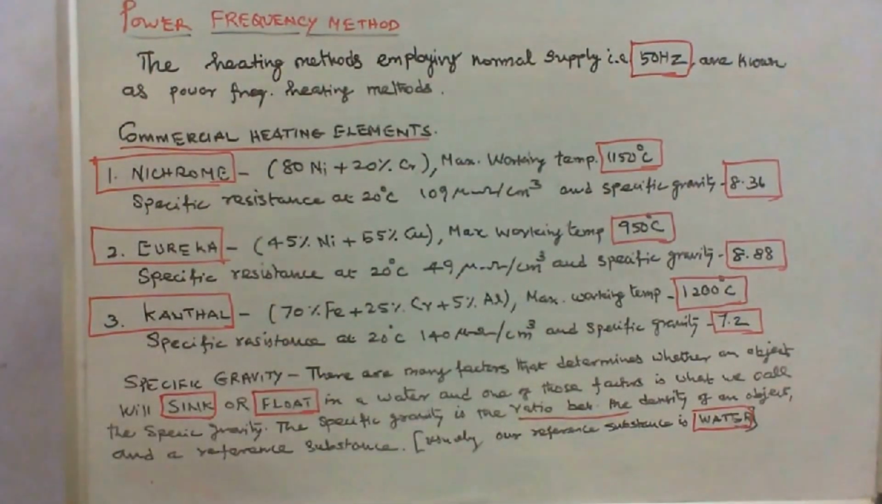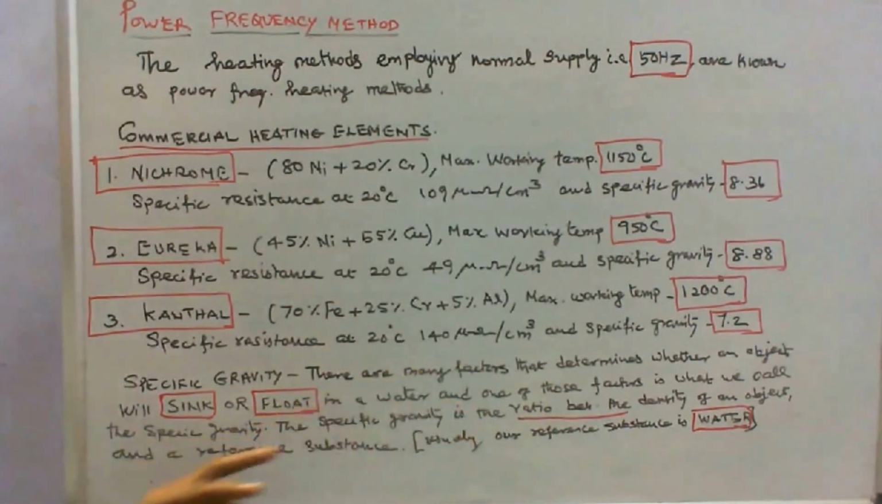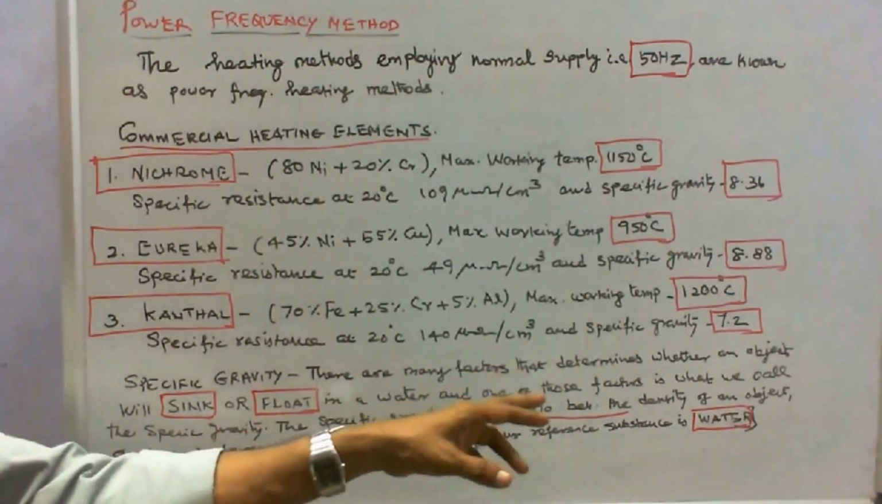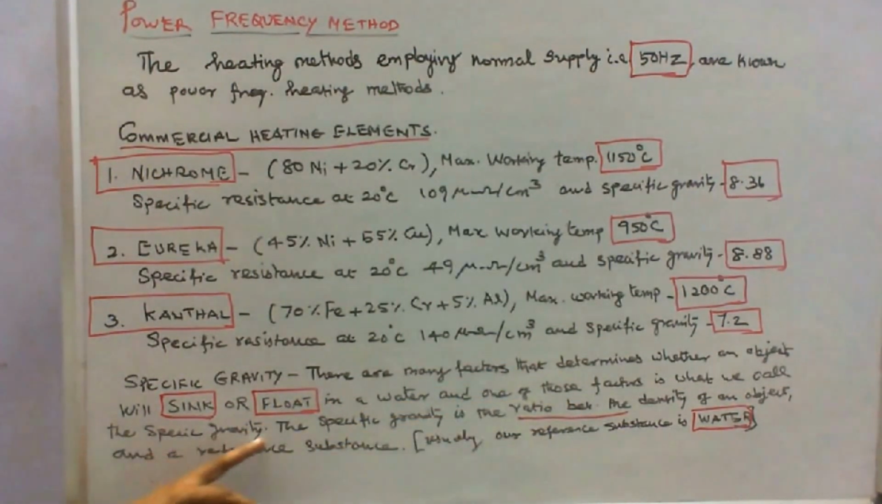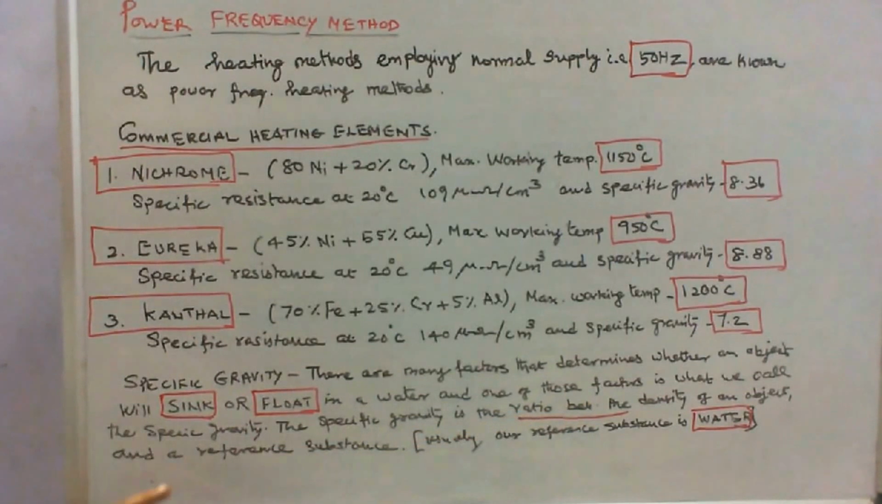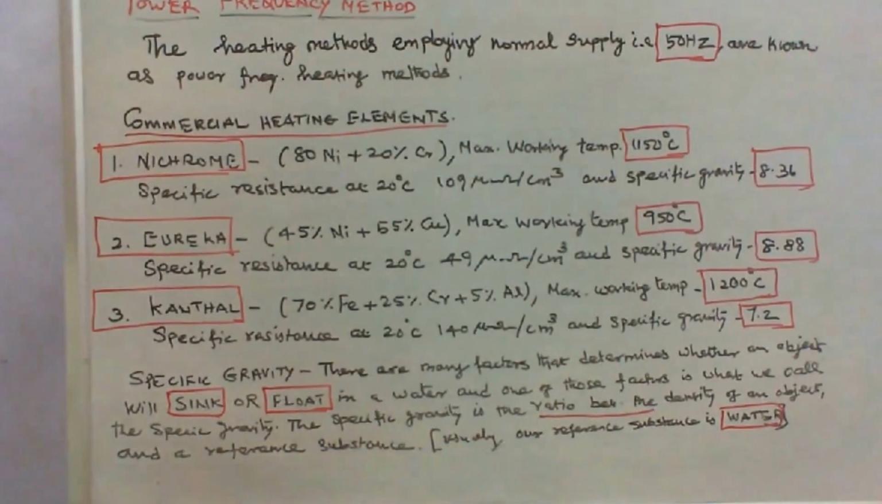What is meant by specific gravity? There are many factors that determine whether an object will sink or float in water, and one of those factors is what we call the specific gravity. Specific gravity is the ratio between the density of an object and a reference substance. Usually our reference substance is water.